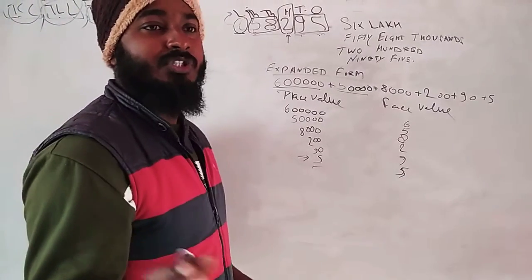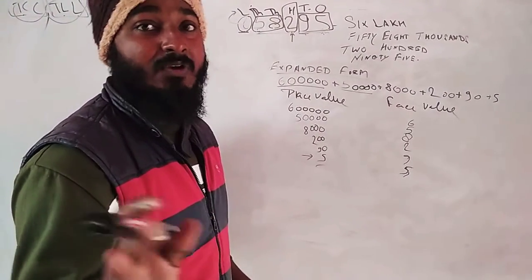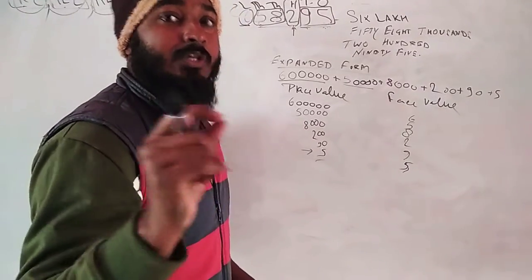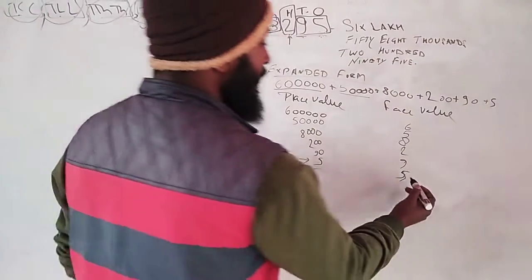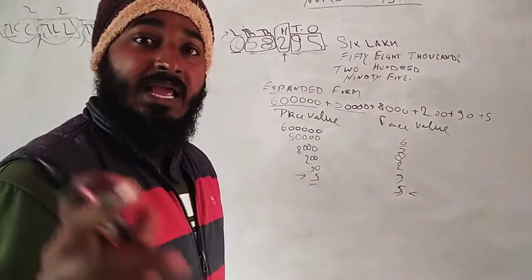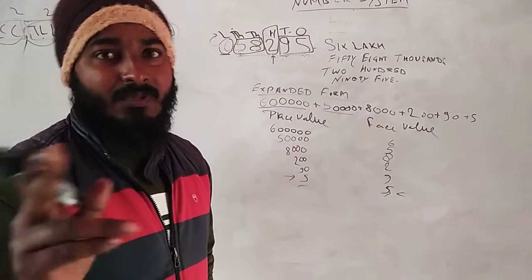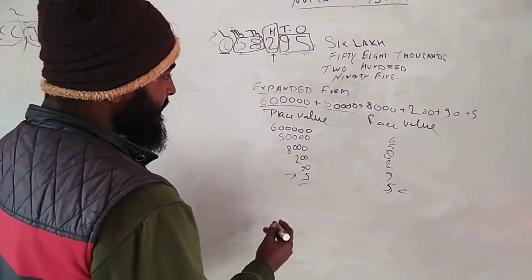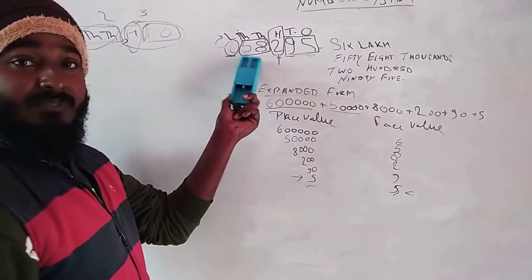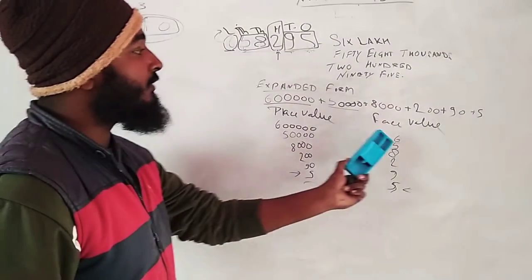Sometimes there is a question: what is the place having the same place value and face value? The answer is the unit place. The unit place has the same place value and same face value. Okay. Now this is the number name, expanded form, place value, face value.